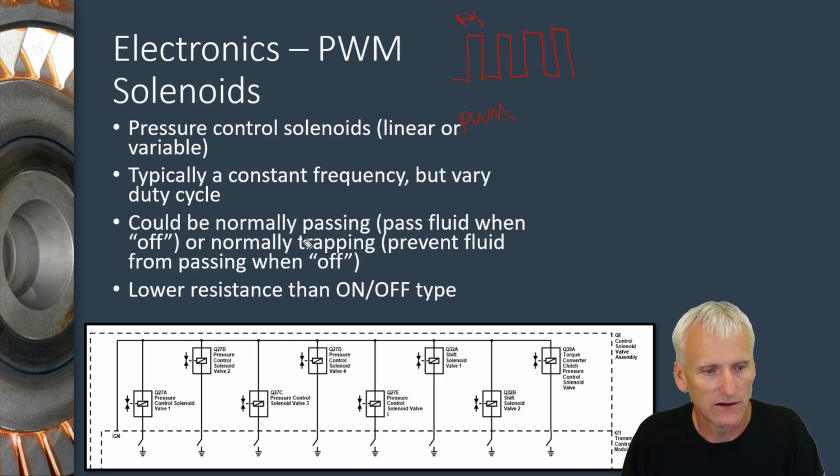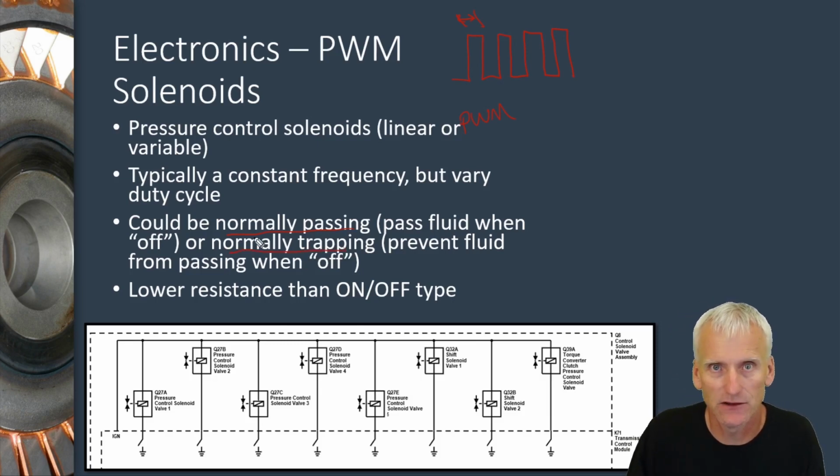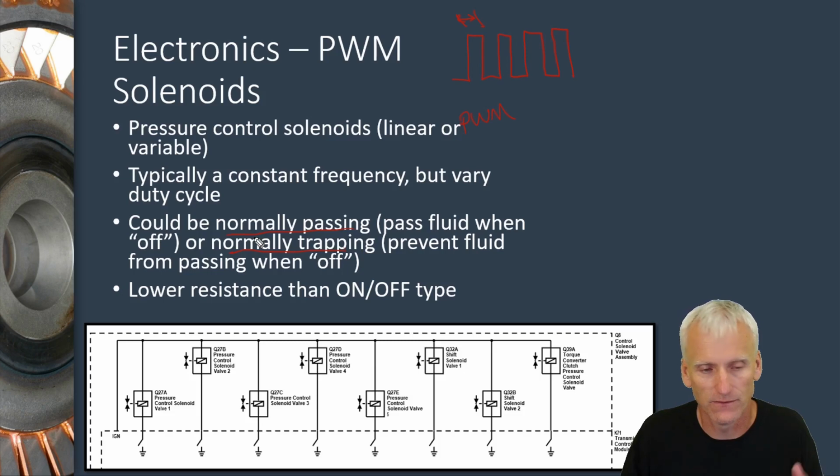I mentioned down here that these solenoids could be normally passing or normally trapping. If it's a normally passing solenoid, when it's electrically off, thus the normal part, it's going to pass fluid through it. So it's going to deliver fluid to a clutch or something like that. Whereas some solenoids are normally trapping. So if I have no power going to it, fluid cannot find its way through that solenoid. And it's different on different transmissions.